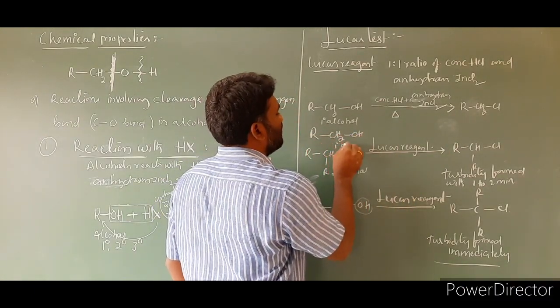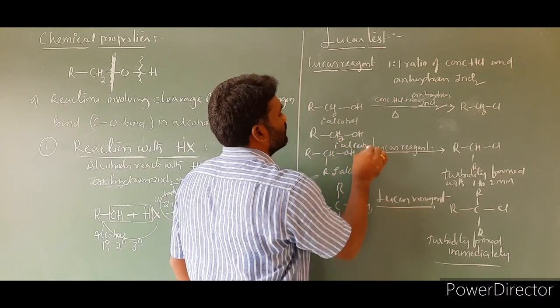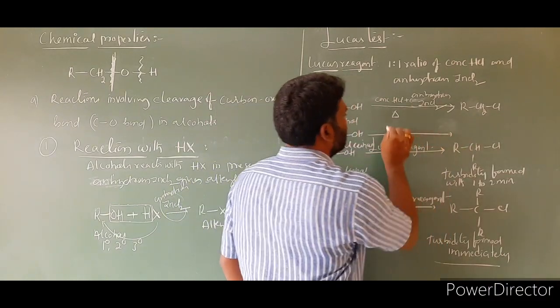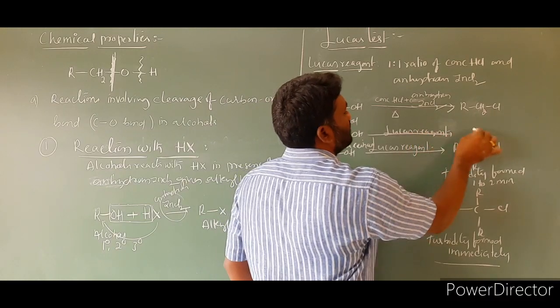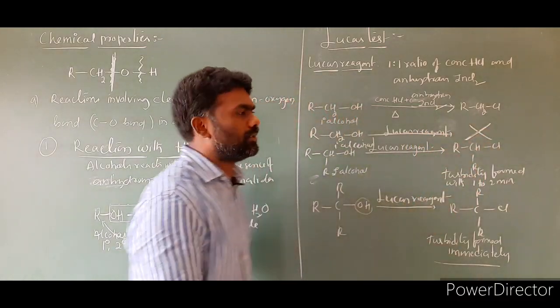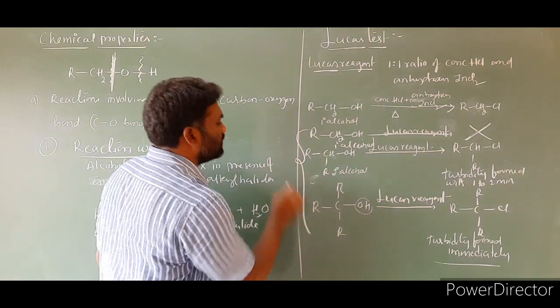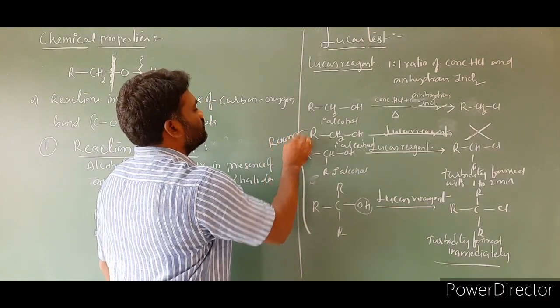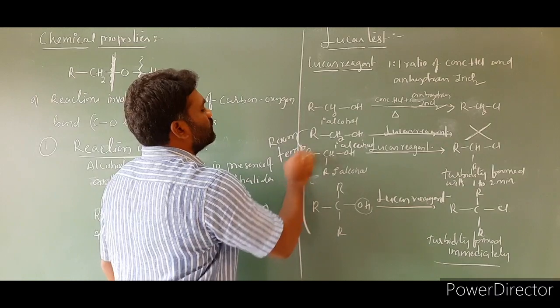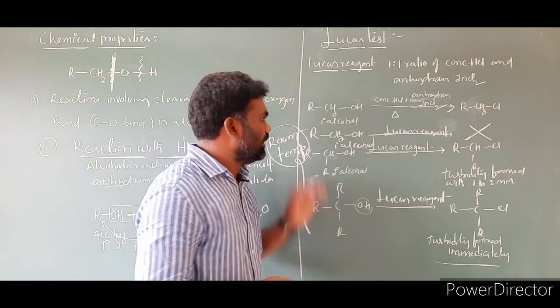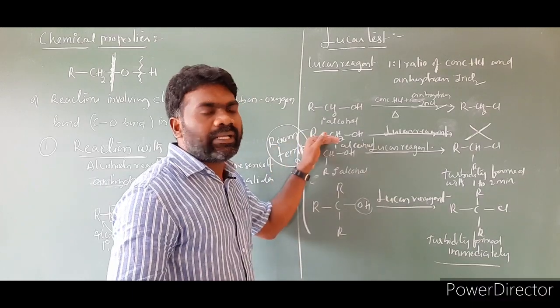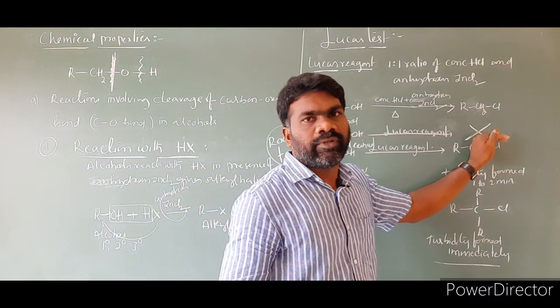RCH2OH. This is a primary alcohol. For understanding purpose, I am writing Lucas reagent. There is no product. These three reactions are at room temperature. Now you will get the clarity. At room temperature, primary alcohols do not form any product with Lucas reagent.